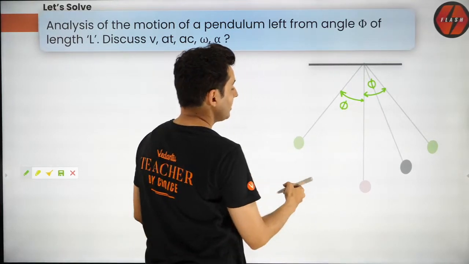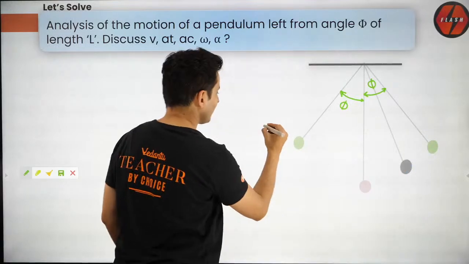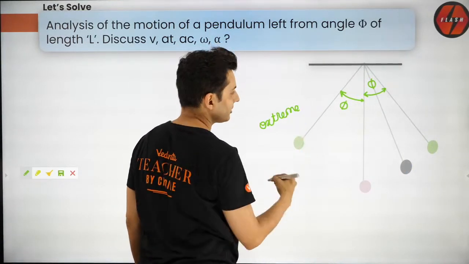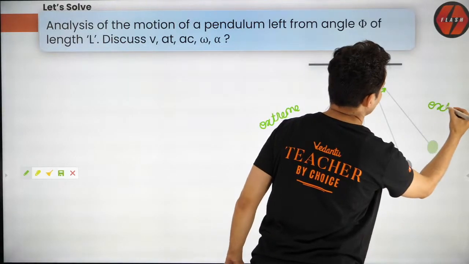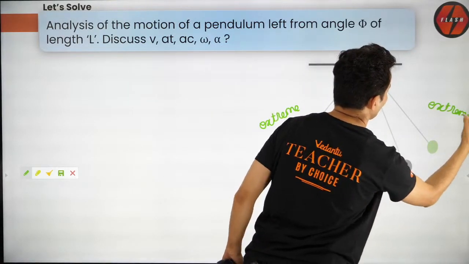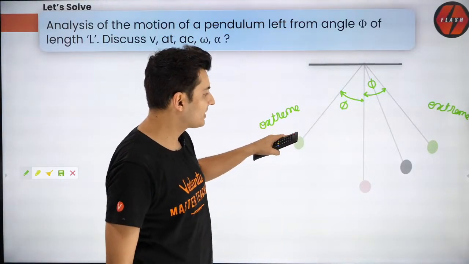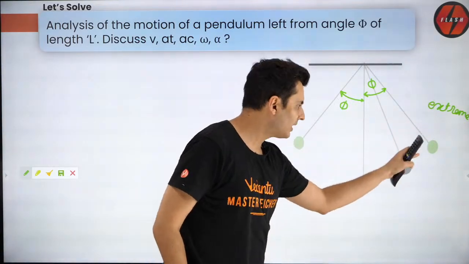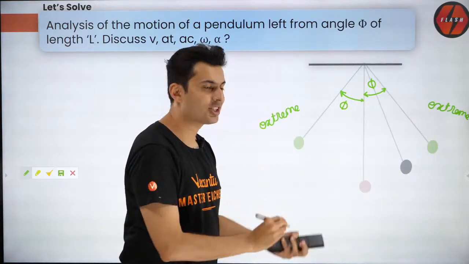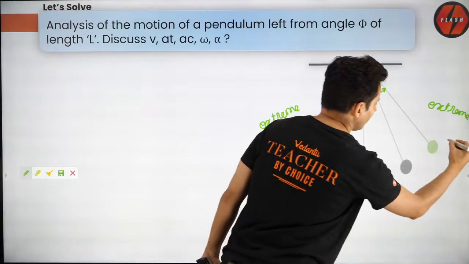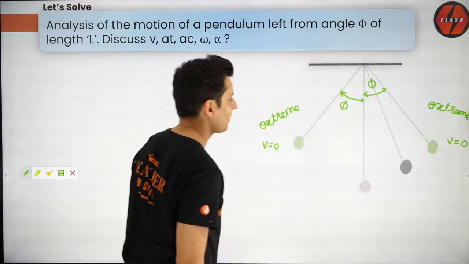These two points are called extreme points. This is extreme point 1 and this is extreme point 2. What is the meaning of extreme points? This is the point where the bob stops, again goes there, stops, again comes back. It changes the direction. So over here, understand the velocity is 0. Here also the velocity is 0.